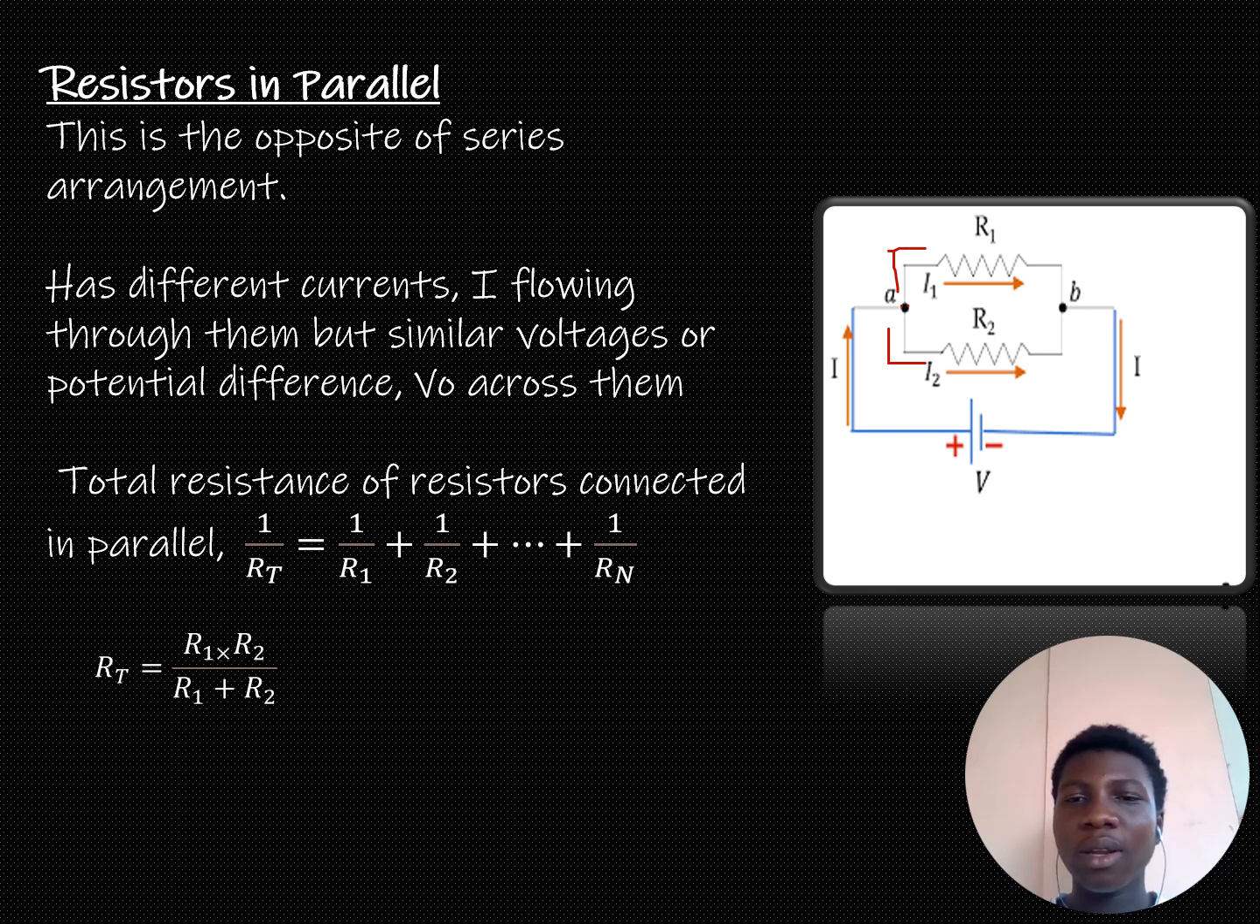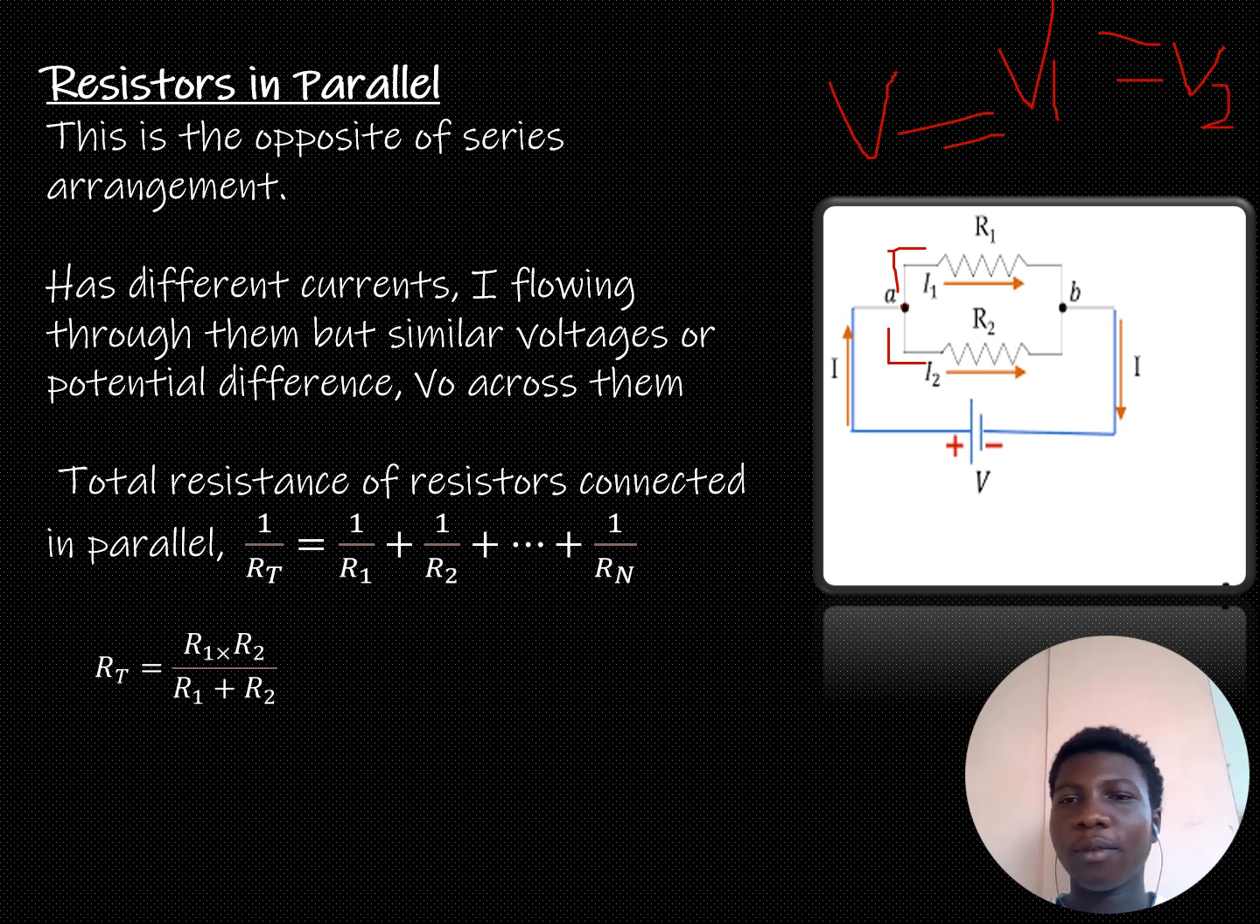So I1 is the current passing through the first resistor, and I2 is the current passing through the second resistor. They are different because when it reaches here, they separate into two. It's like you reaching a junction and they dividing. That's what's going on. So that's why I'm saying I1 is different from I2, but the voltages across them is the same. So that means V is the same as V1, and it's also the same as V2.